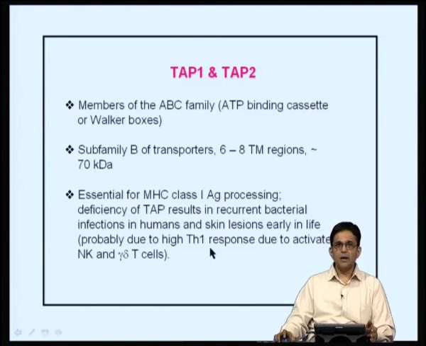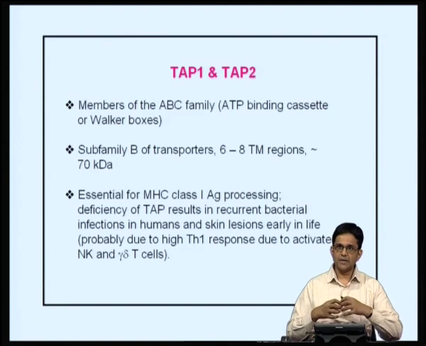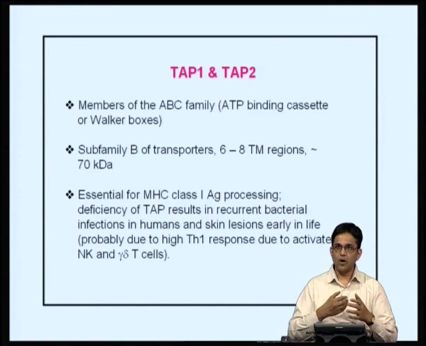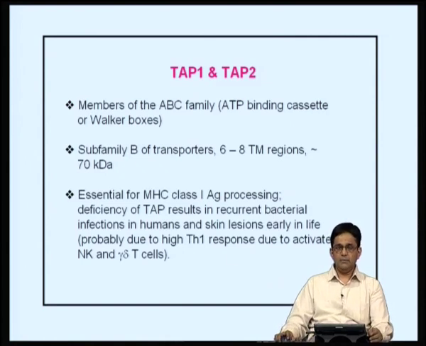And so this is done by members of the ABC family, or the ATP binding cassette family, and they are about 70 kDa proteins, and these are essential for MHC class 1 antigen processing. So if there are peptides that are generated, but the peptides can't be translocated into the ER, then they will not be able to bind to MHC class 1 molecules, and they'll be stuck over there. So it is absolutely essential that peptides that are generated are translocated into the lumen of the ER, where they bind to MHC class 1 molecules.